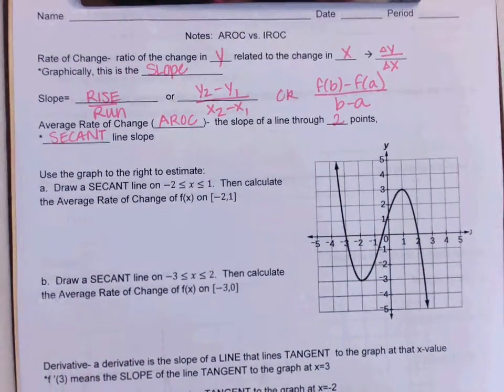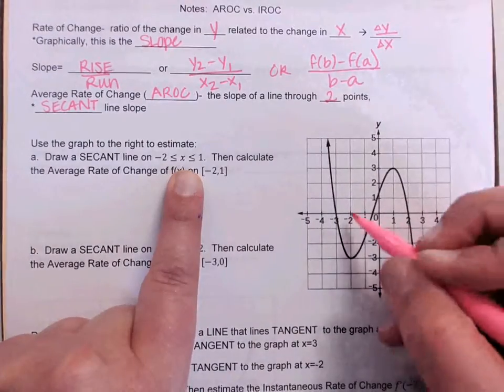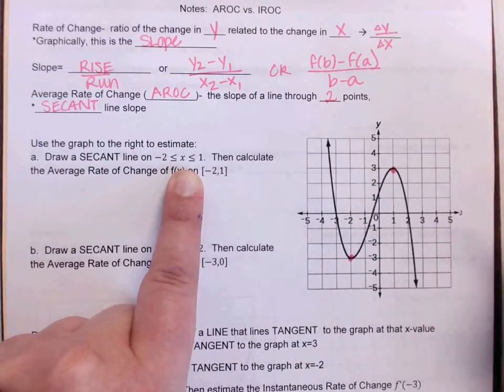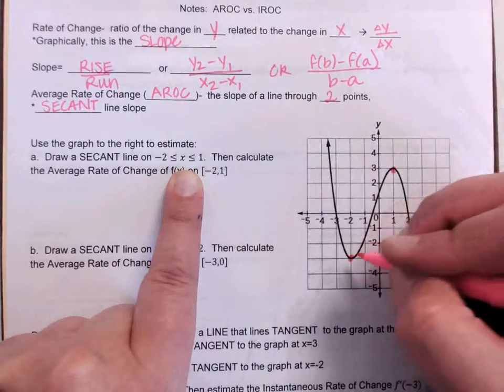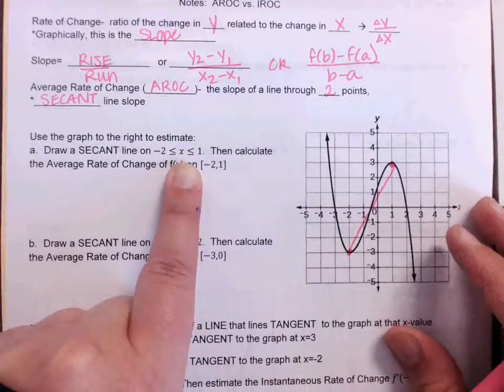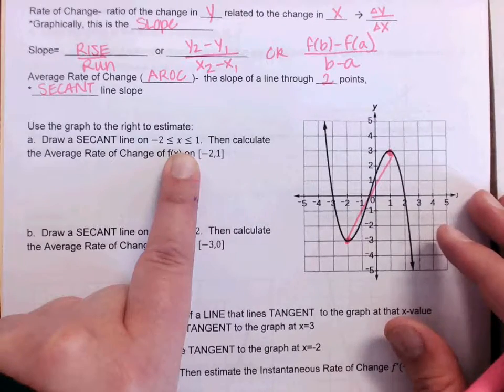Look at your little graph that I found off Google. It says draw a secant line from -2 to 1. So -2 is here, 1 is here. Then the secant line would connect those 2 points. Oops, I kind of did it weird, but you get the idea. Now, from there, you're going to take the secant line and calculate the slope of it.